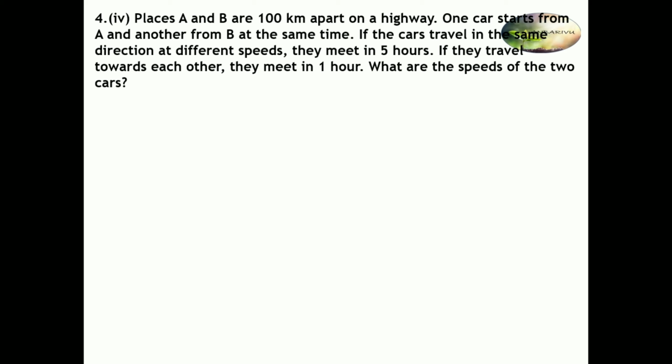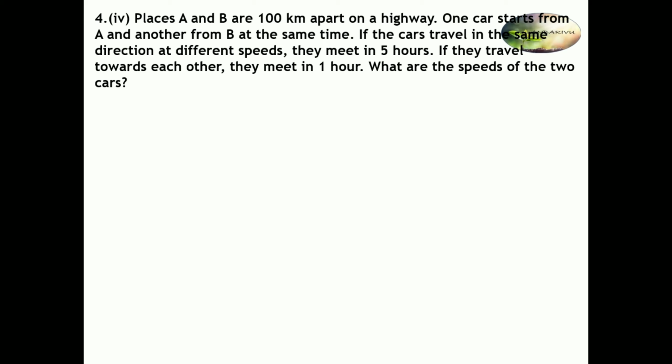The places A and B are 100 kilometers apart on the highway. One car starts from A and another from B at the same time. If the cars travel in the same direction at different speeds, they meet in 5 hours. If they travel towards each other, they meet in 1 hour. What are the speeds of the two cars?